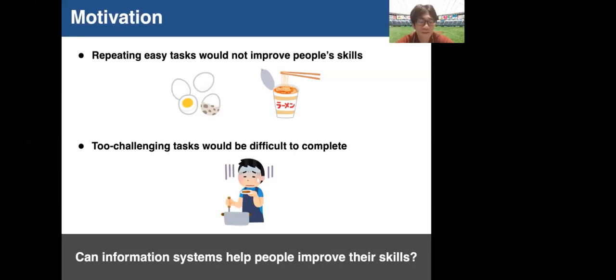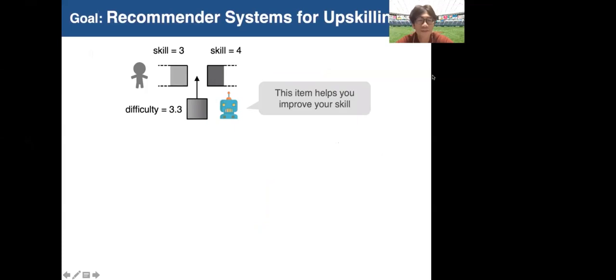So can we develop information systems that can help people improve their skills? That is the question. And our answer to that question is a recommender system that can upskill users, which is illustrated in these figures. Here, the skill level of this user is 3. Using that information, this recommender system finds items whose difficulty score is 3.3, which is slightly higher than this user's skill level. And by consuming these items, the user can improve his skills from 3 to 4. And this is what we want to achieve.